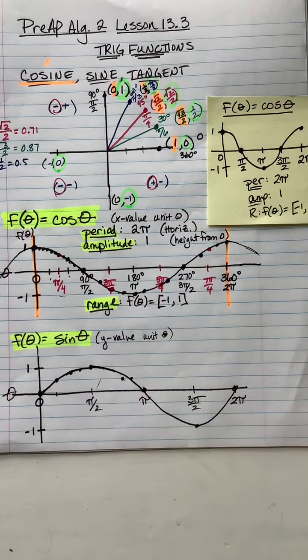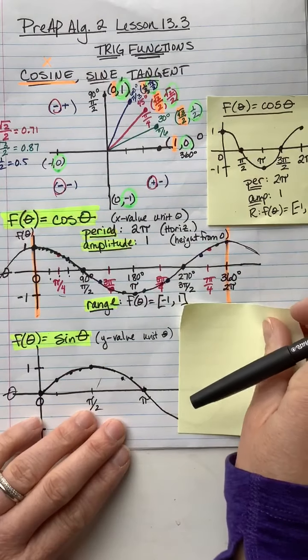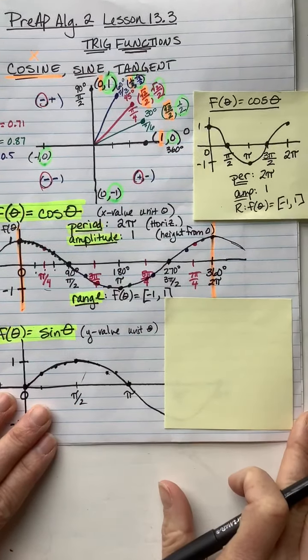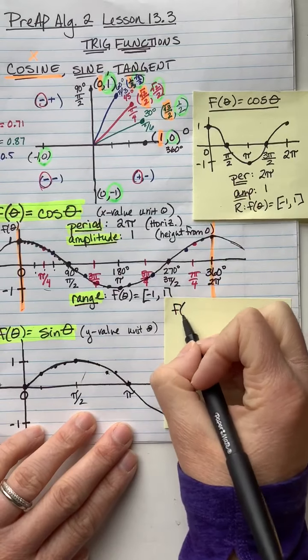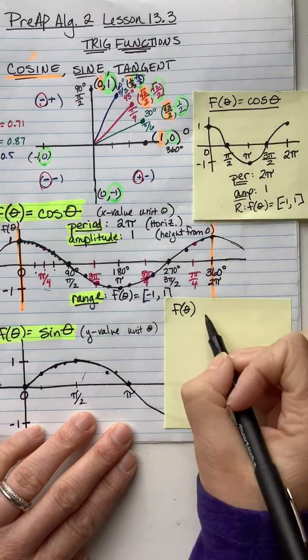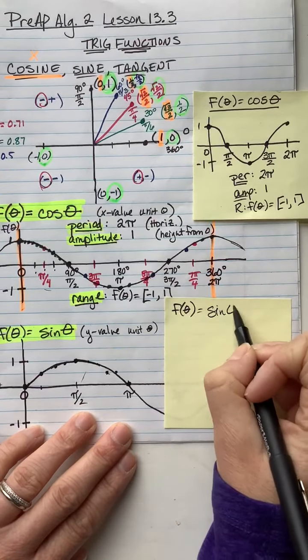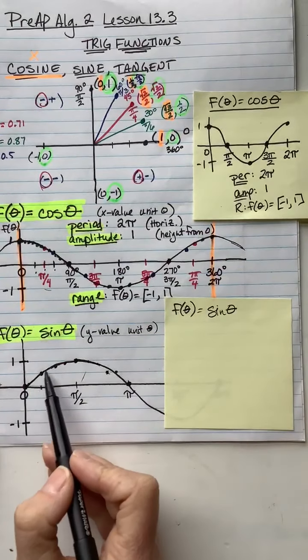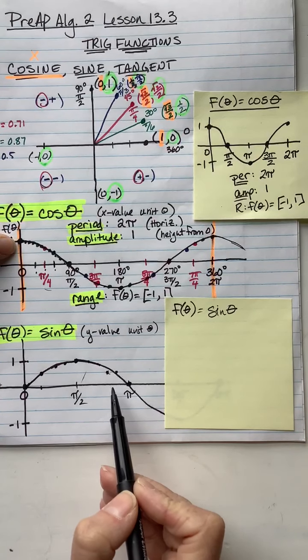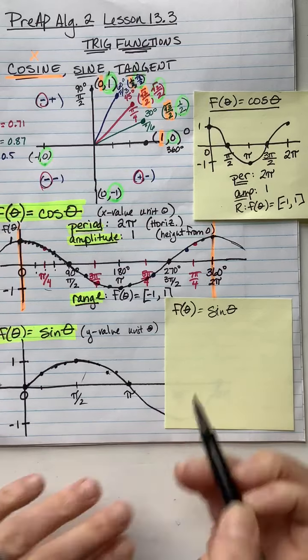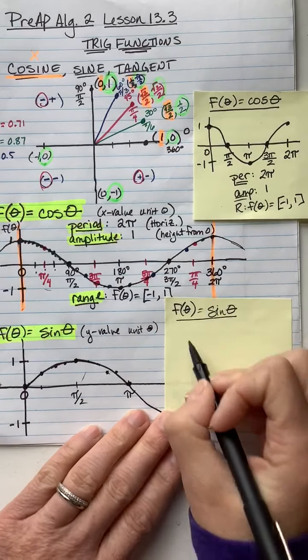I'm going to make my sticky note real quick. So here's my sticky note for my sine curve. So I've got an input of an angle, an output of a sine. Now you'll notice the patterns are exactly the same. However, cosine starts at 1. This one starts at 0. Sine's my personal favorite.